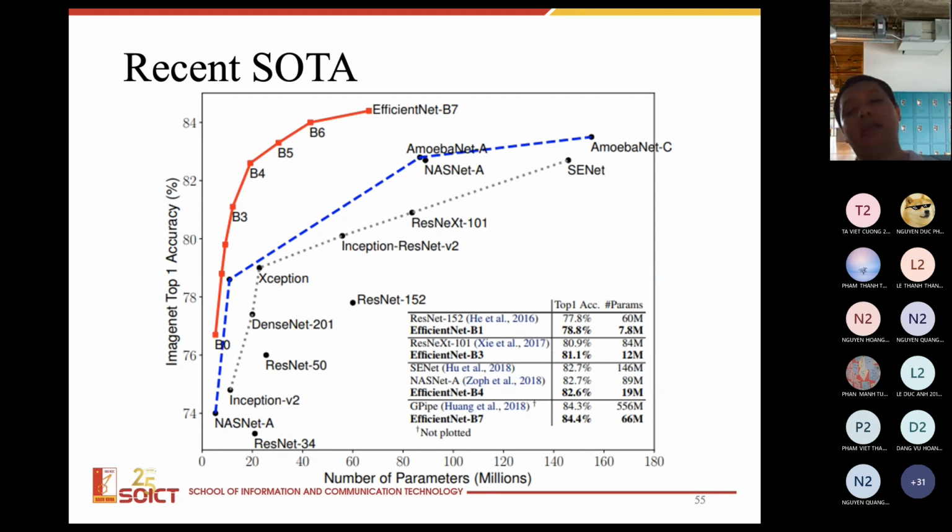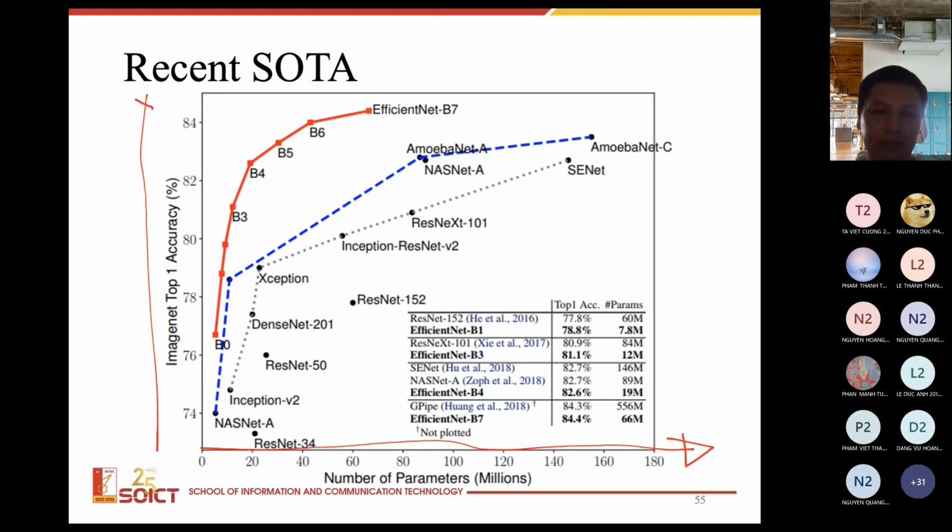Okay, so here is the evaluation of different models that shows you some recent state-of-the-art performance on ImageNet classification. On the x-axis you see the number of parameters, and on the y-axis you see the accuracy. And the ResNet is somewhere here. This is ResNet 152. Okay, the top one accuracy is around 78%.